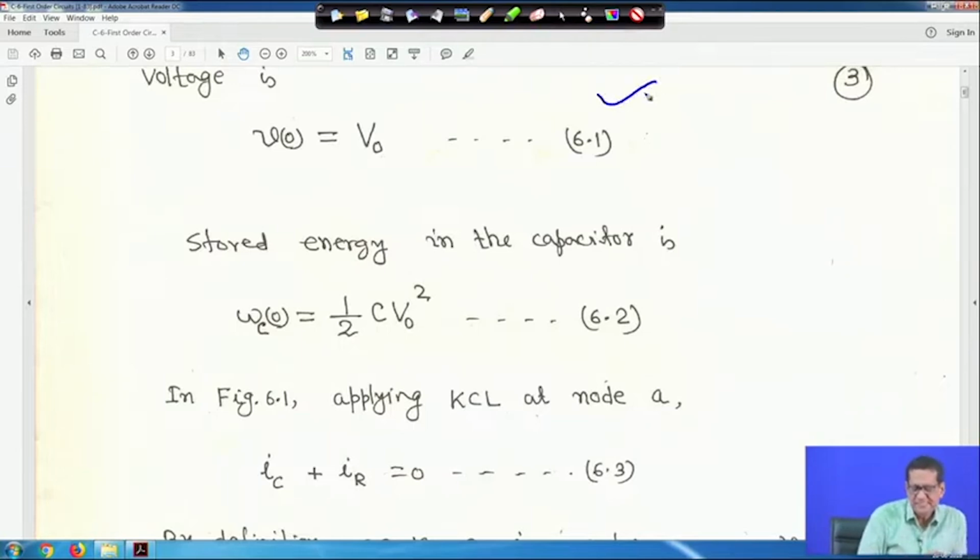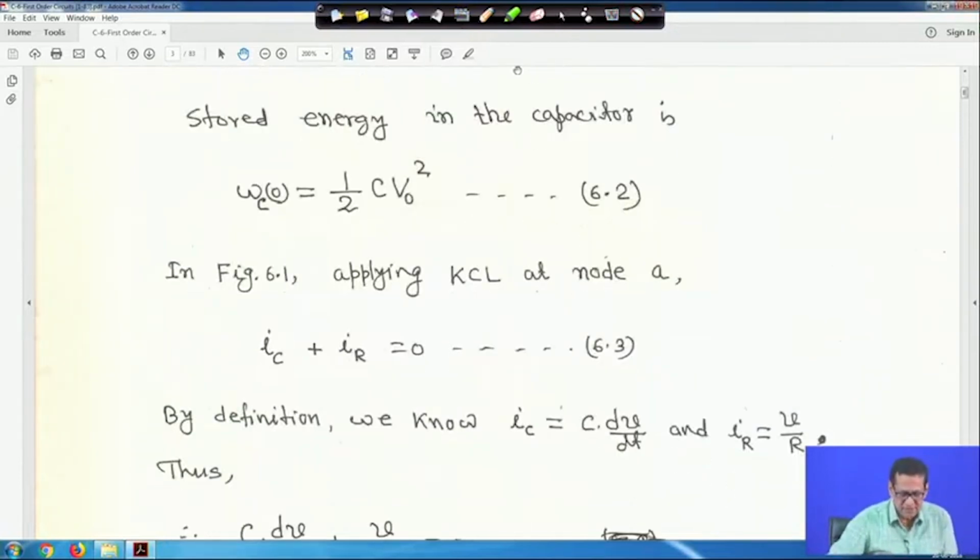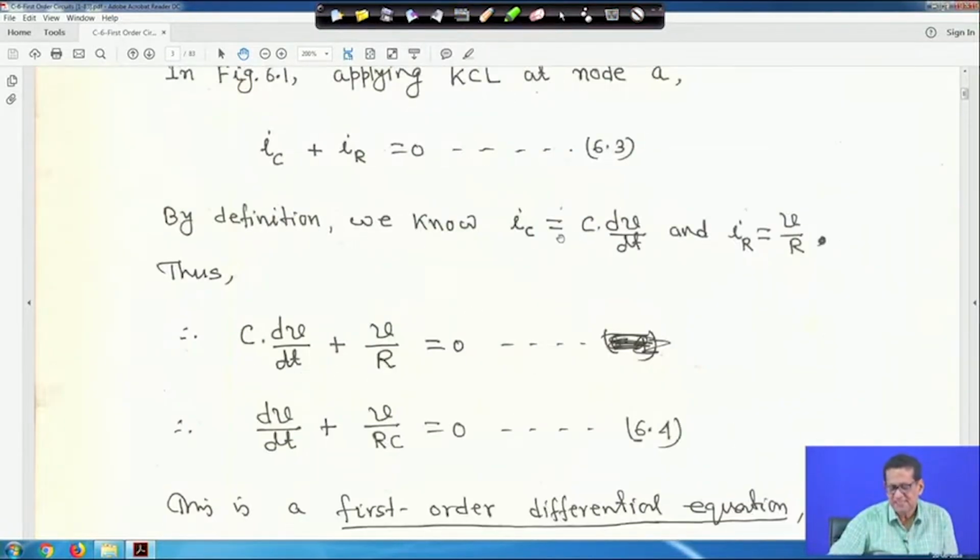So, in this case the stored energy in the capacitor is W_C(0) equal to half C V_0 squared, right. So, applying KCL at node A, I told you I_C plus I_R is equal to 0, right. So, by definition we know that I_C is equal to C into dV by dt, and at the same time I_R is equal to V by R.